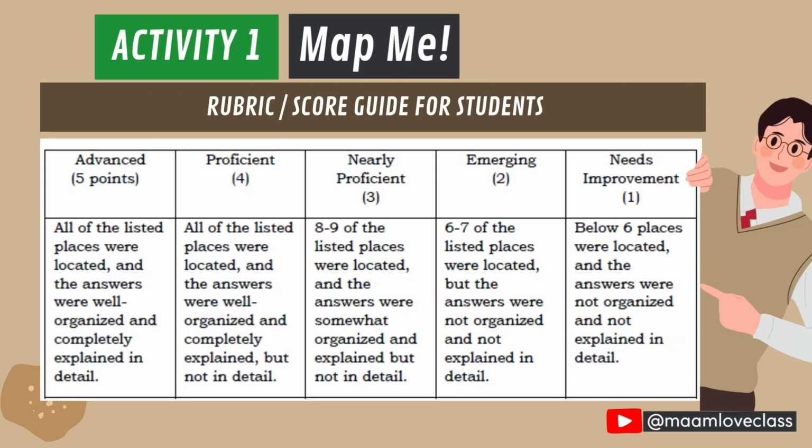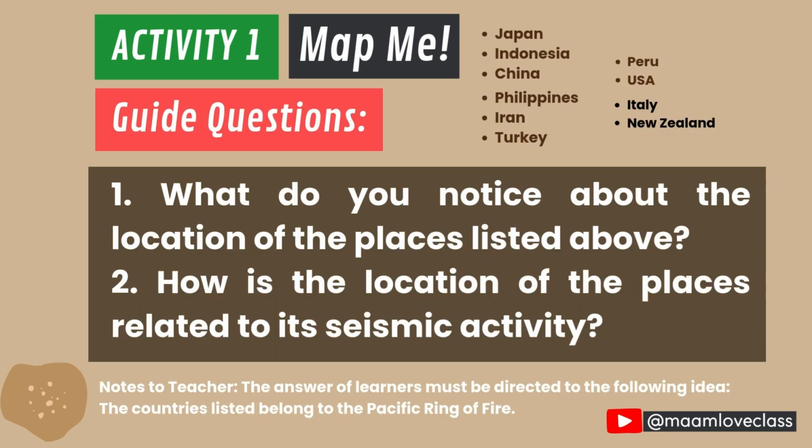Students, to be guided, here is the rubric for scoring. Guide questions. Number 1. What do you notice about the location of the places listed above? Number 2. How is the location of the places related?